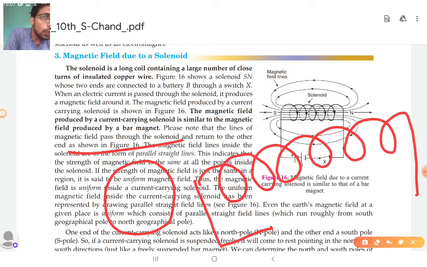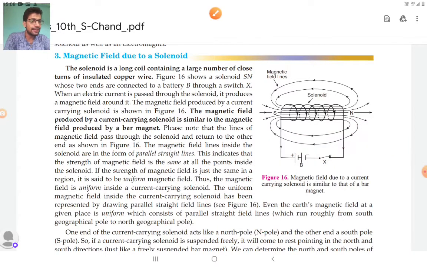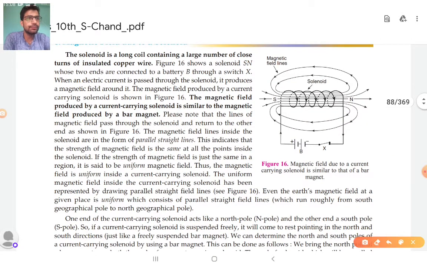What do you understand by solenoid now? A solenoid is a long coil containing a large number of circular or closed turns of copper wire. You can see in this diagram, this is a solenoid. Here you can see the battery, this is the positive terminal and this is the negative terminal. Current is flowing from the positive to the negative terminal like that, and you can see the arrow of electric current. So this is a solenoid.